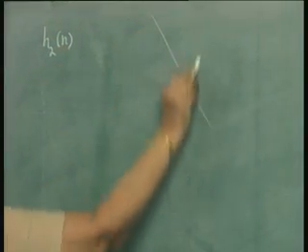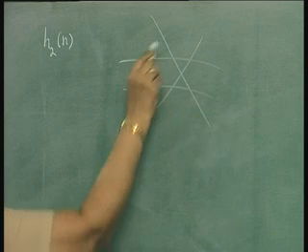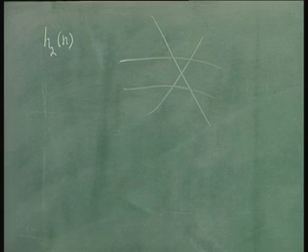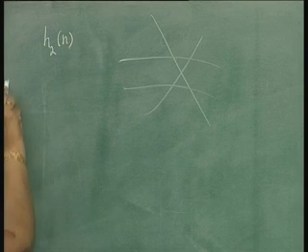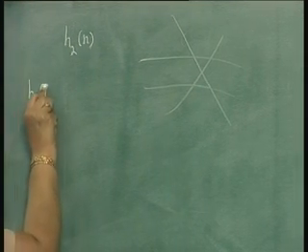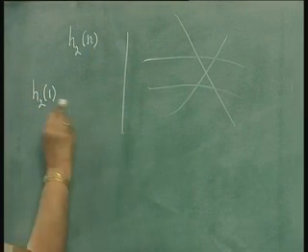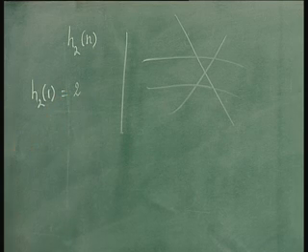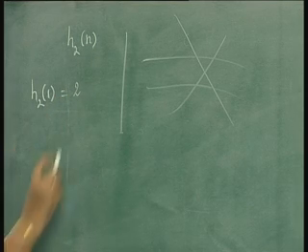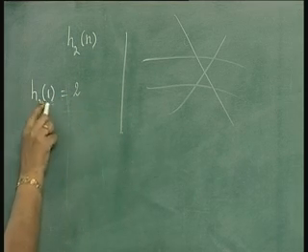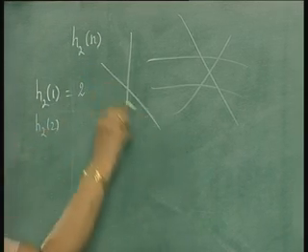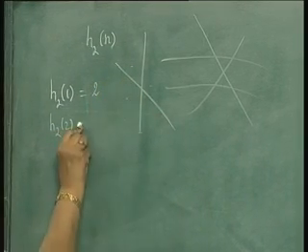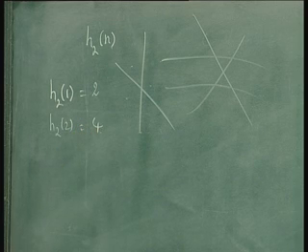H2n means in a plane you are drawing n lines and finding the number of regions into which the plane is divided. You can see that H21 will be, if you draw one line, then the plane will be divided into 2 regions. So, H21 will be 2, H22 will be, if you draw 2 lines, the plane will be divided into 4 regions.